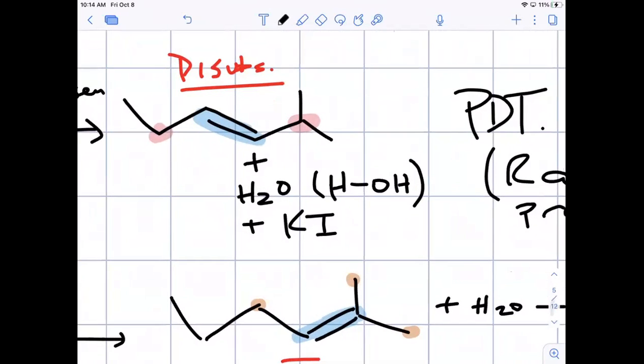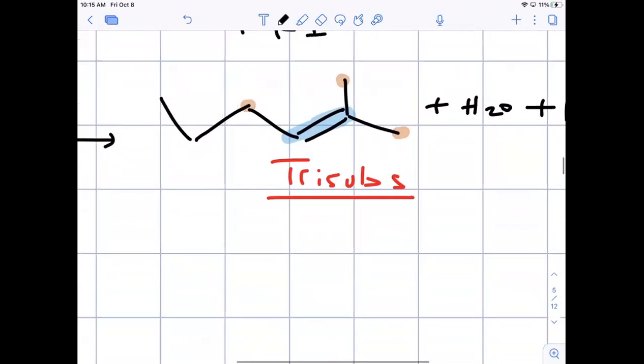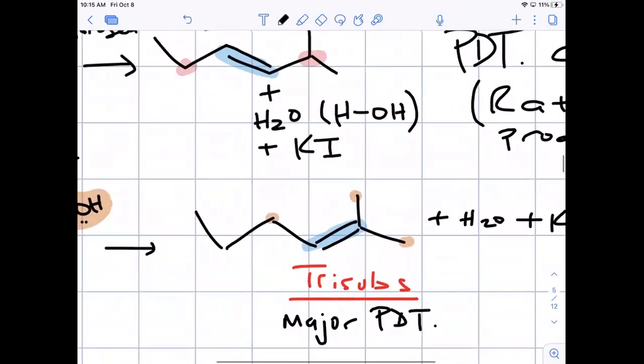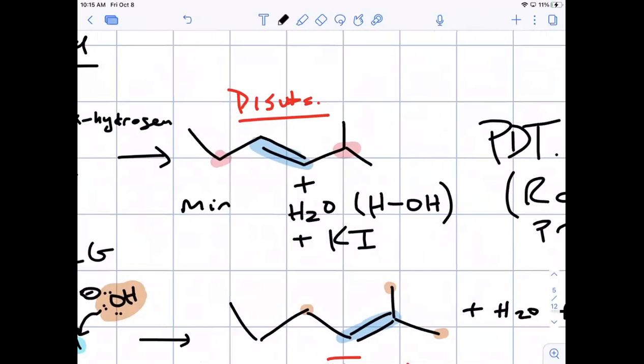And then the carbon that's highlighted in pink on the left and on the right, that's two carbons, so it's a di-substituted alkene, right? And then you look at the one on the bottom that's tri-substituted, you see three carbons highlighted around the double bond, right? So according to Zaitsev's rule, this is what we call a major product. And then this, what we would call the minor product.